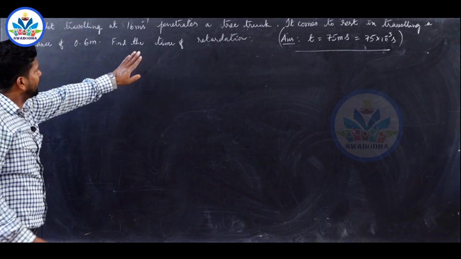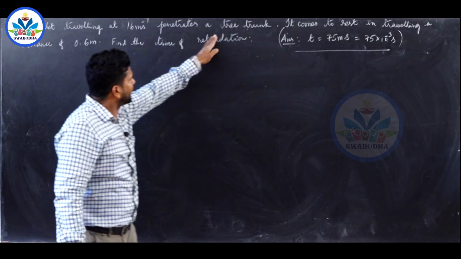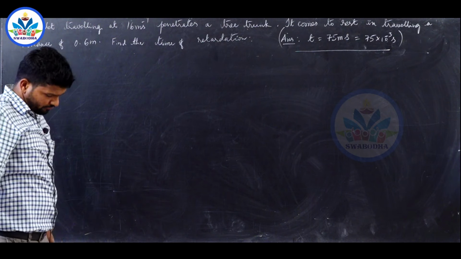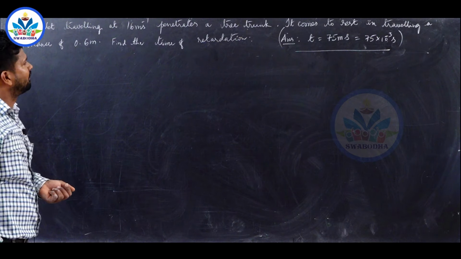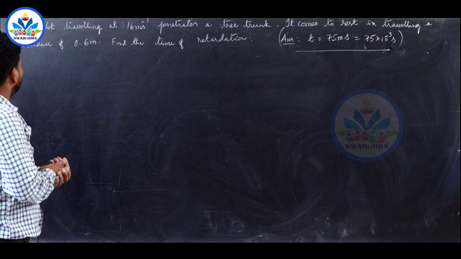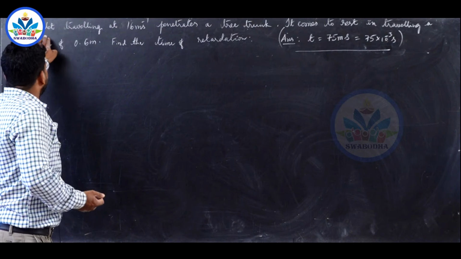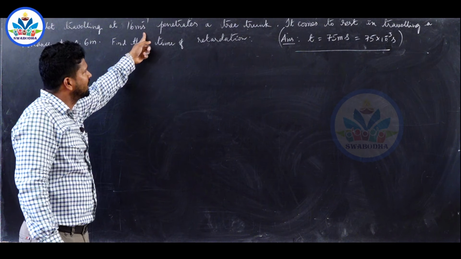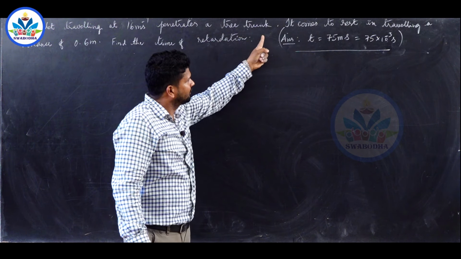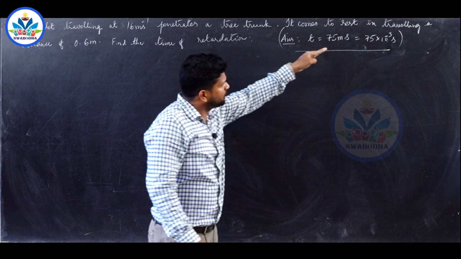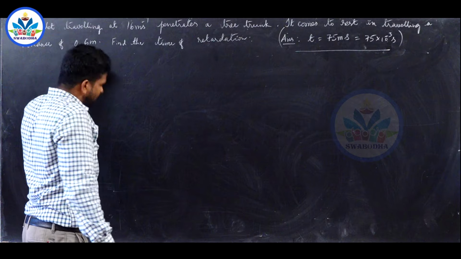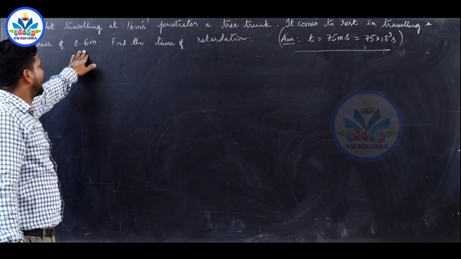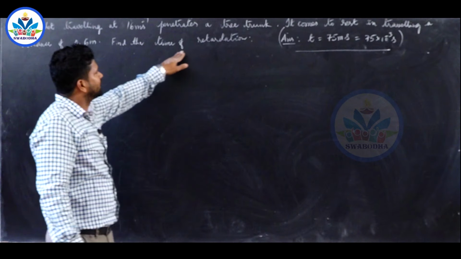A bullet traveling at 16 meter per second penetrates a tree trunk. It comes to rest in traveling a distance of 0.6 meter. Find the time of retardation. Simple. This is similar to first problem. 16 meter per second is the initial speed of the bullet. It comes to rest, final velocity is 0 and the distance traveled is 0.6 meter. Find the time of retardation.